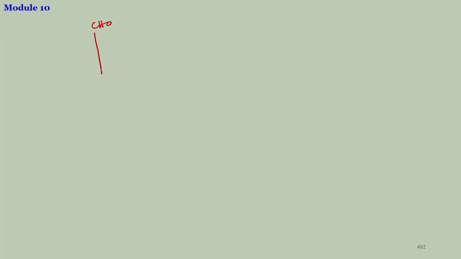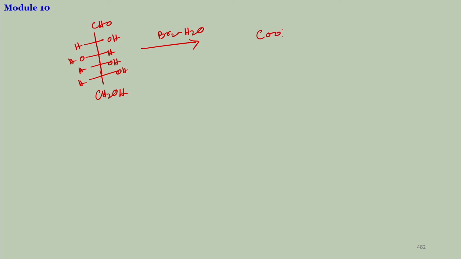Second reaction is, if I start with the same glucose, CH2OH, glucose again, and then you treat this with bromine water. Bromine water is used to oxidize aldehyde to carboxylic acid. So you will have a carboxylic acid and all the rest of it.